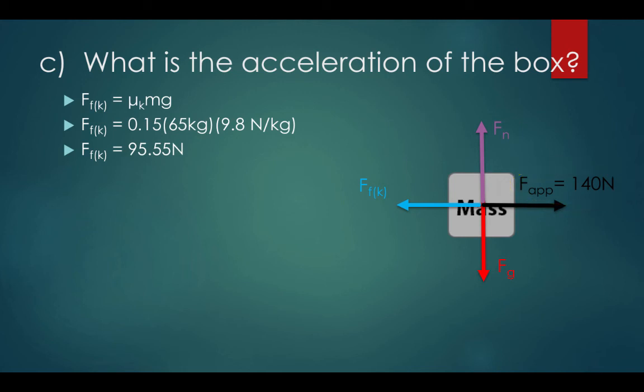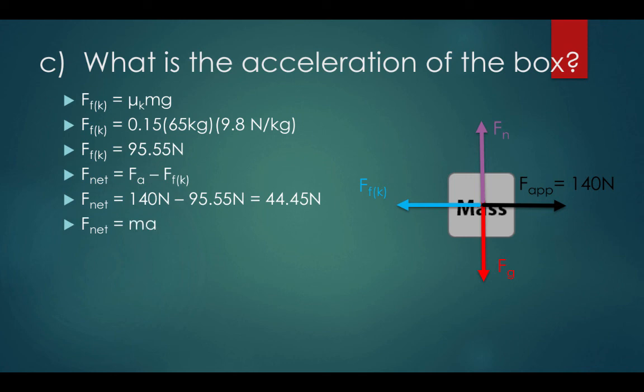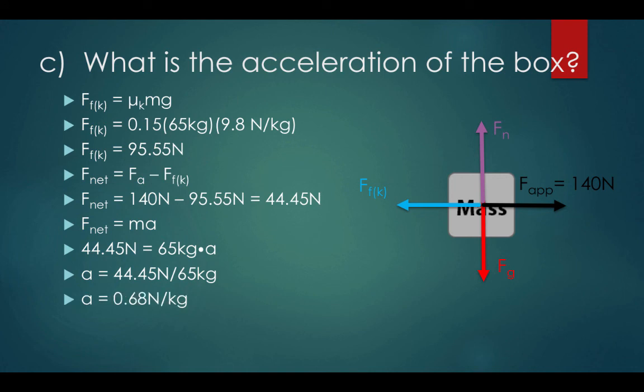Therefore, applied wins. Fnet equals winner minus loser. So, Fnet equals force applied minus force friction kinetic. Fnet equals 140 newtons minus 95.55, which is 44.45 newtons. Recall, the formula for Fnet is mass times acceleration. Therefore, 44.45 newtons equals 65 kilograms times acceleration. Isolate a, 44.45 newtons divided by 65 kilograms gives us 0.68 newtons per kilogram, which is equivalent to 0.68 meters per second squared. The box will accelerate across the floor at a rate of 0.68 meters per second squared.